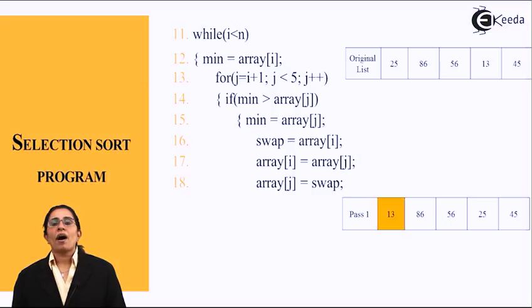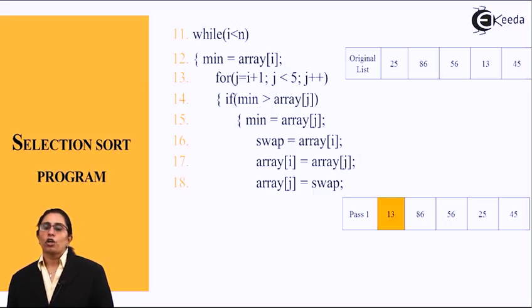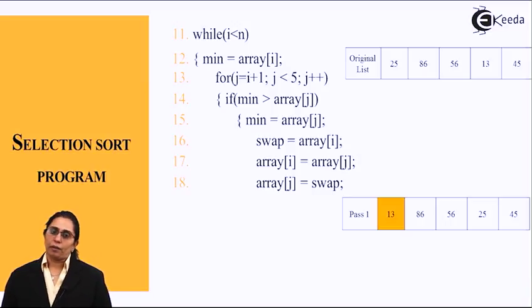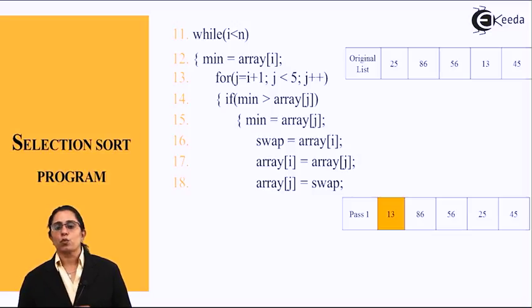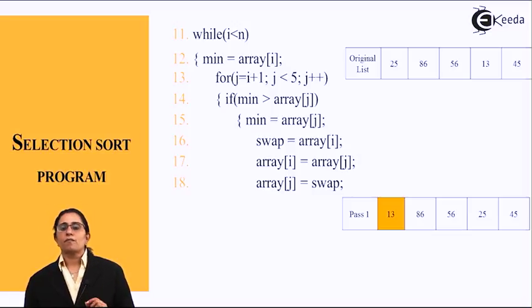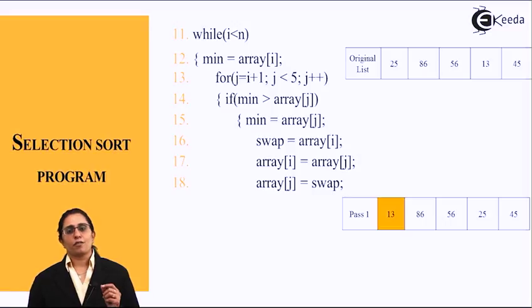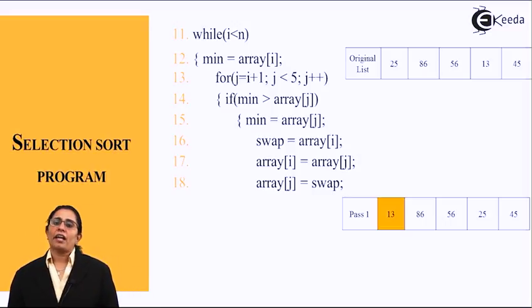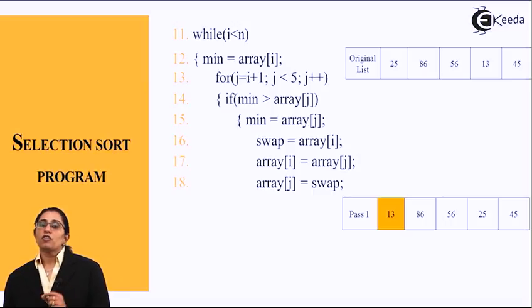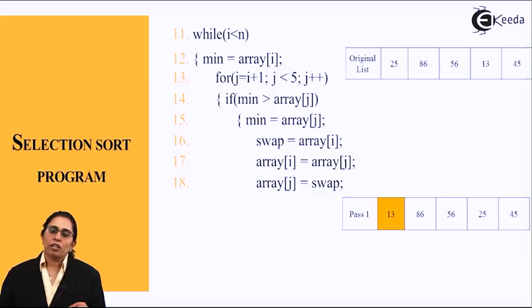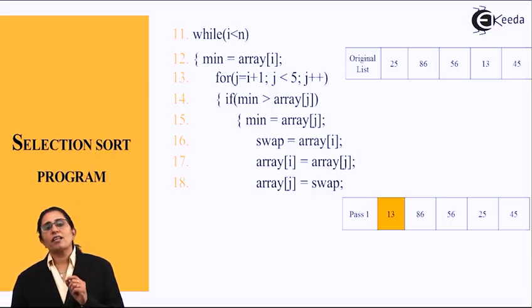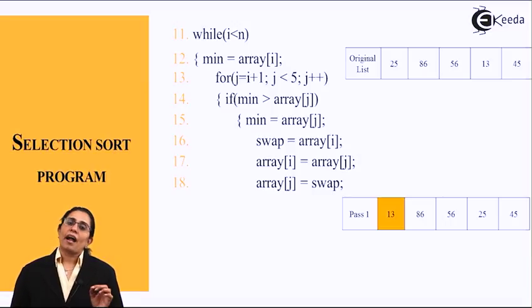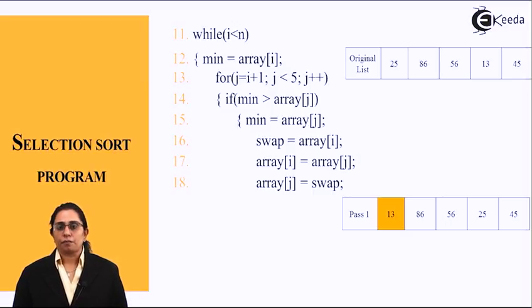So my pass 1 after the sort looks as shown in the figure. After pass 1, 13 comes at the first location, that is the beginning of the list, and then 25 goes to the array location j. So after these three steps of swapping, we come to a conclusion that the smallest element of the array comes at the beginning of the list.